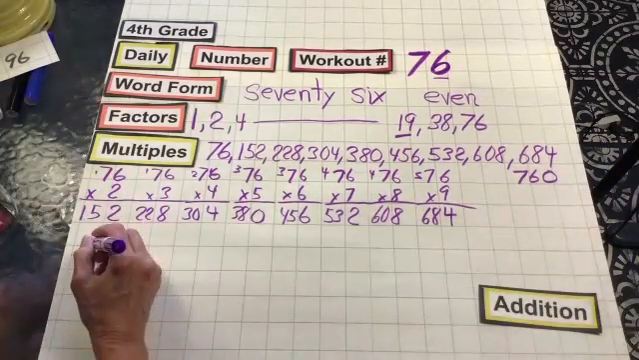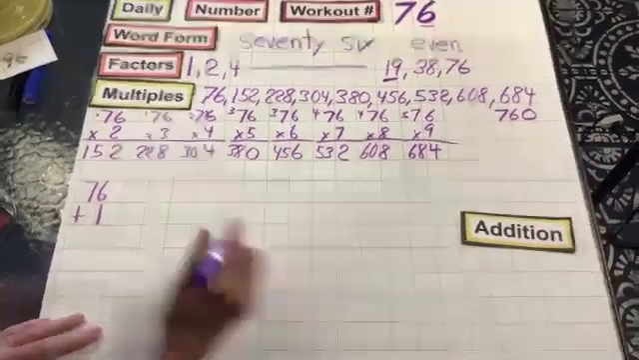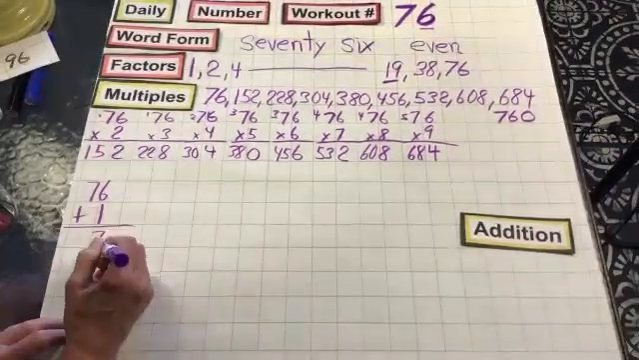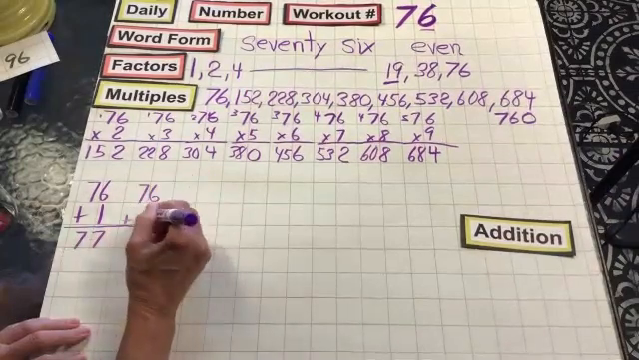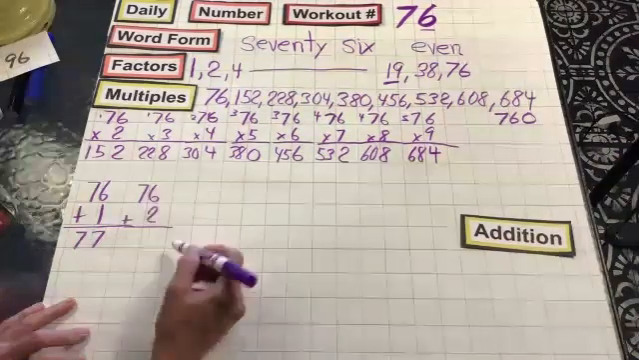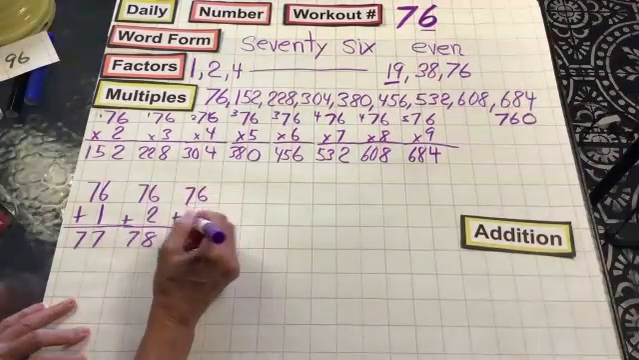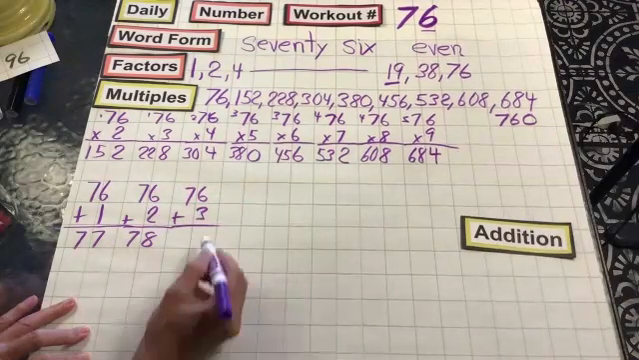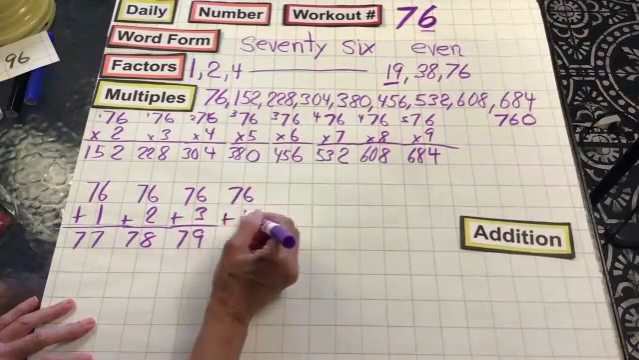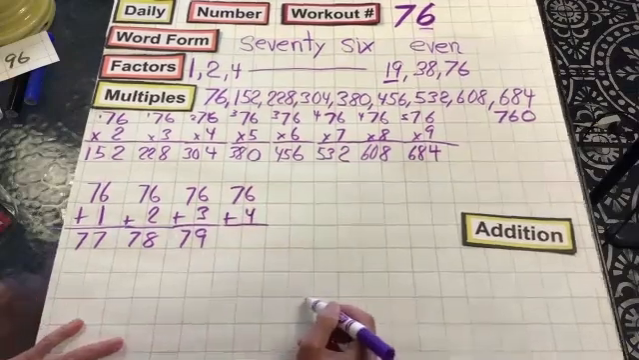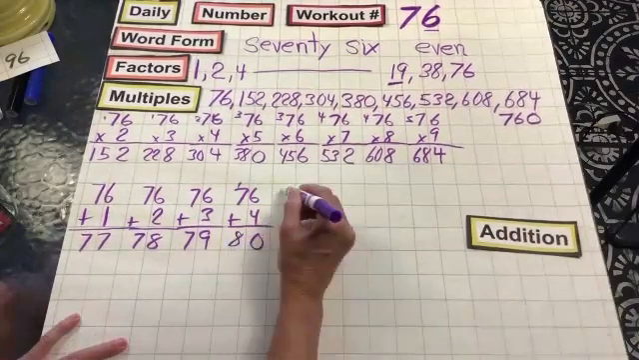So dropping down here, we have 76 plus 1. 6 plus 1 is 7. 7 plus nothing is 7. 76 plus 2. 6 plus 2 is 8. 7 plus nothing is 7. 76 plus 3. 6 plus 3 is 9. 7 plus nothing is 7. 76 plus 4. 6 plus 4 is 10. Drop the 0, carry the 1. 1 plus 7 is 8.